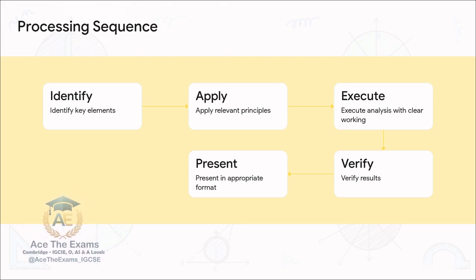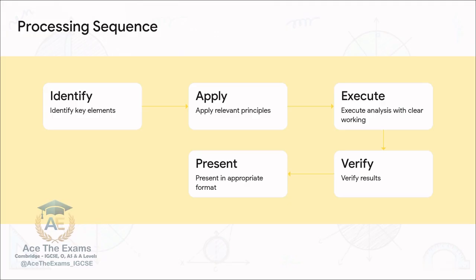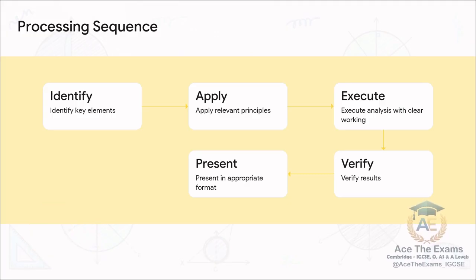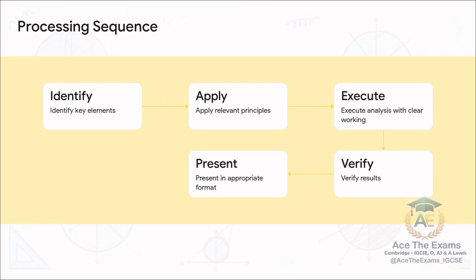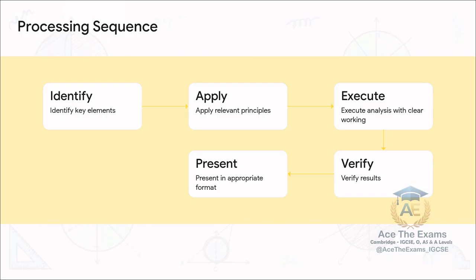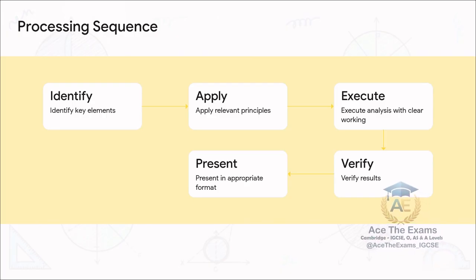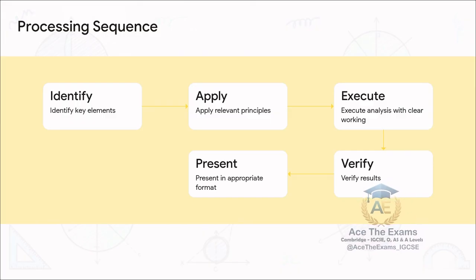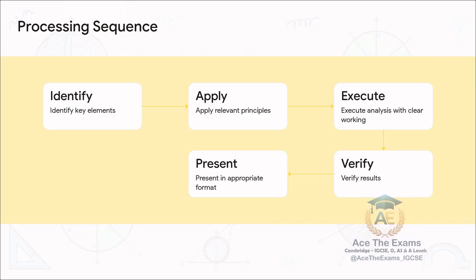Step 3, execute analysis with clear working. Calculate the gradient of the normal, find that perpendicular gradient, and substitute your coordinates. Or, if you're using the algebraic method, substitute the line equation into the circle equation and set that discriminant to 0. Step 4 is verifying your results. And step 5 is presenting in the appropriate format, usually y equals mx plus c, or maybe ax plus by plus c equals 0. You need to memorize this sequence.